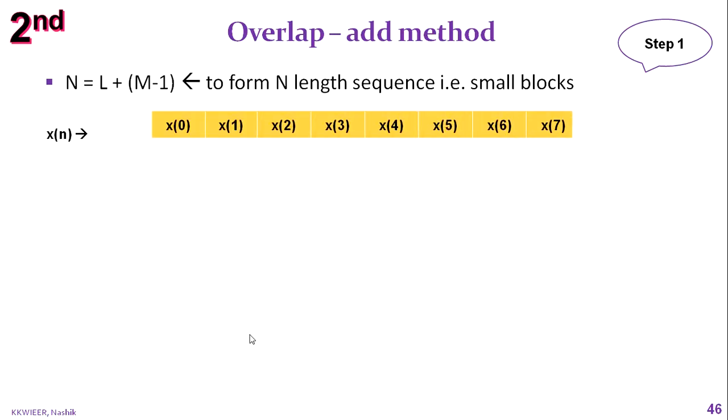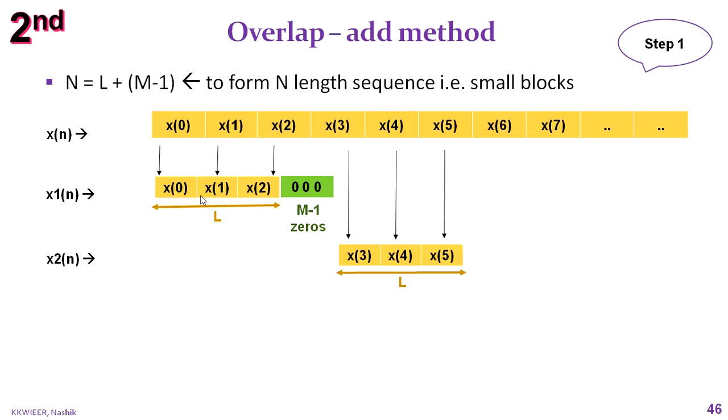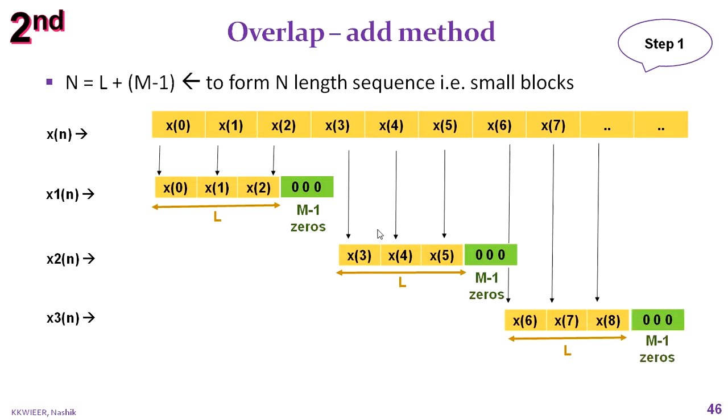Step 1, write down x of n like this. Now how to write x1 of n? We will write first L block, so first 3 and then append m minus 1 zeros. Similarly, x2 of n, take next 3, append m minus 1 zeros, and x3 of n again same. So in this way you will break your x of n into smaller blocks.